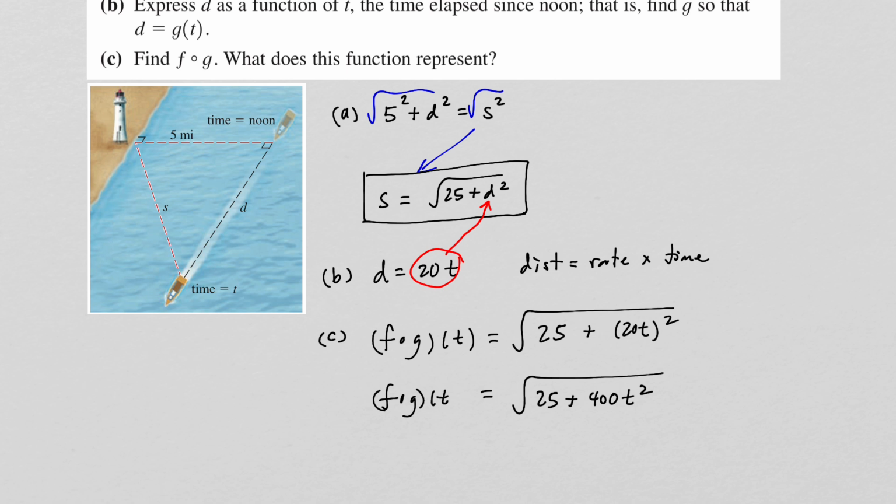Now, what does this represent? Well, keep in mind that this represents s, which is the distance between the ship and the lighthouse, but now it's expressed as a function of time instead of as a function of d.